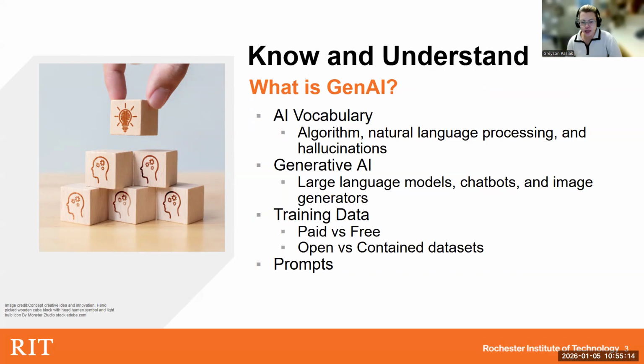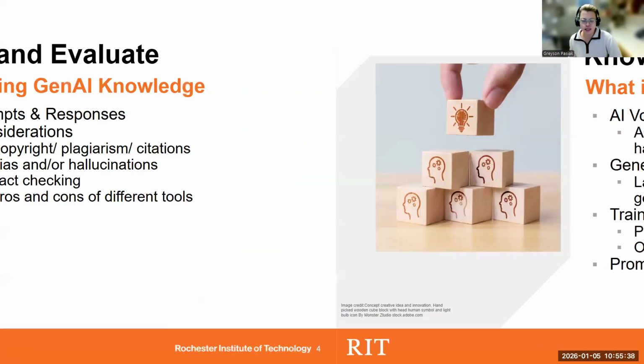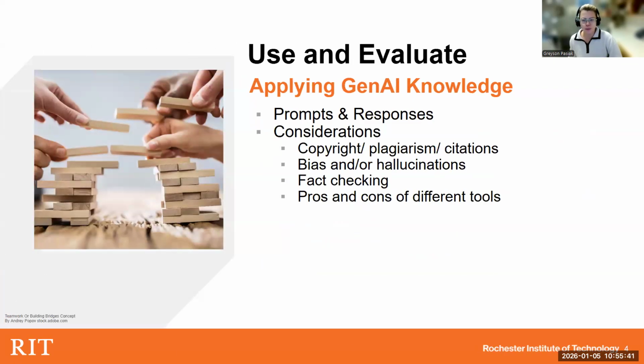This looks like explaining AI-related vocabulary, such as what an algorithm is and how it works, or how natural language processing works. We discuss the difference between generative AI and other types of AI, leading into how Gen AI works and how training data is found and used. Lastly, we discuss prompts and student use. This leads us into our next point, which is use and evaluate.